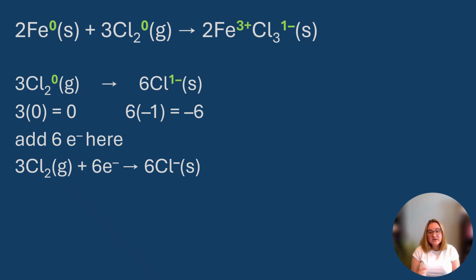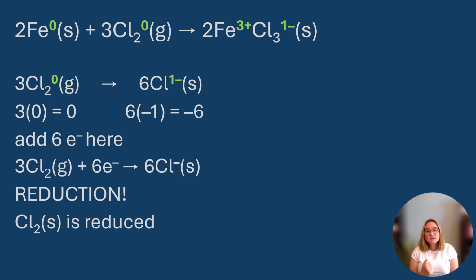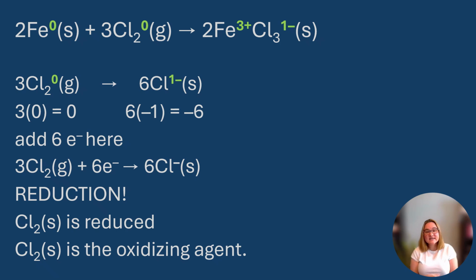When electrons appear on the reactant side of the equation, they are considered gained. The chlorine has to gain them before it becomes the chloride ion. Gaining electrons is a reduction process. The chlorine molecule is reduced. The reduction process cannot occur without forcing the iron oxidation that we've already seen. So we can also say that chlorine is the oxidizing agent.